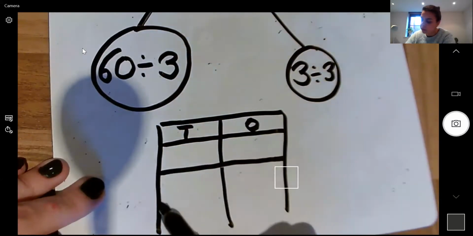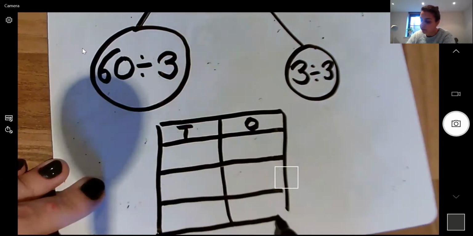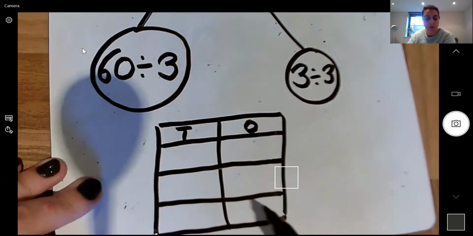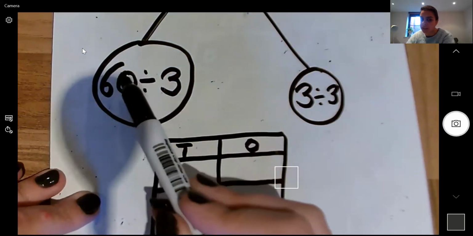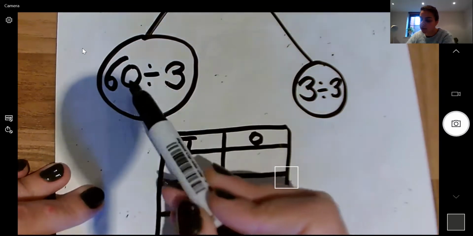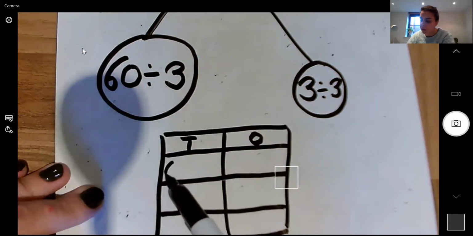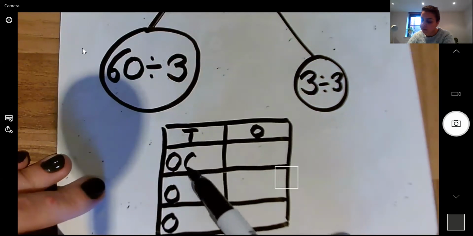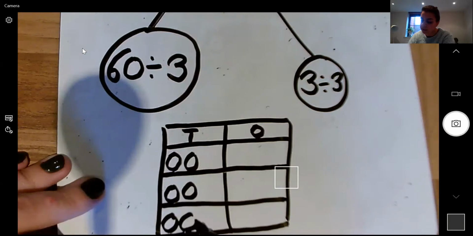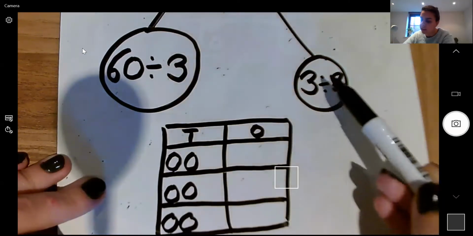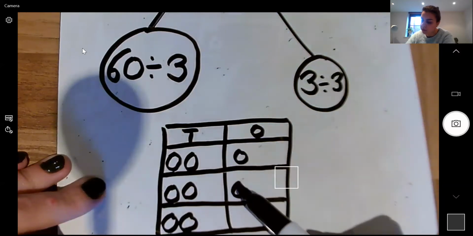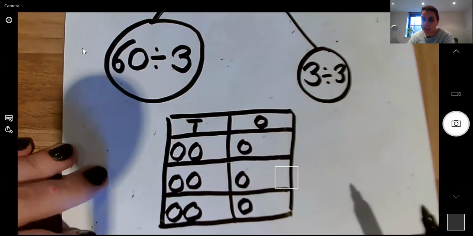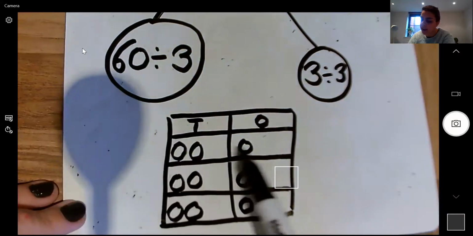1, 2, 3. Now, if we were doing it in our book, we would use a ruler. Because it's a whiteboard, it's fine for now. Then I need to share my 60. So I've got 6 10s. That goes in my 10s column. I'm going to share it into my 3 rows. 1, 2, 3, 4, 5, 6. And then here I've got 3 1s to share. 1, 2, 3.